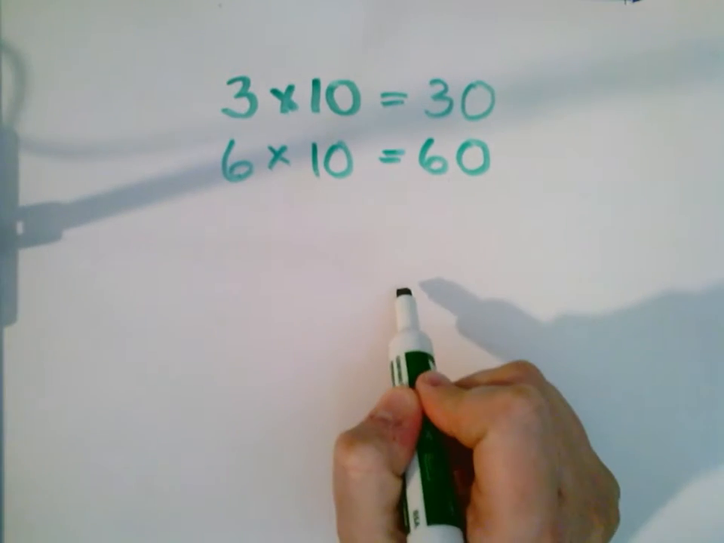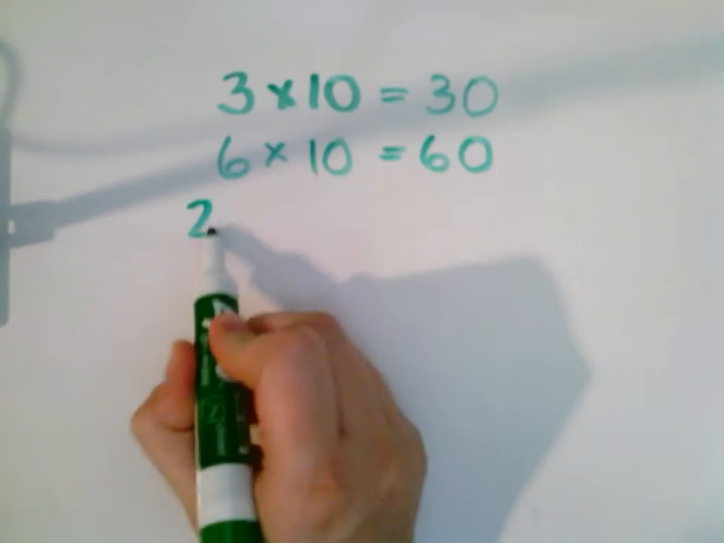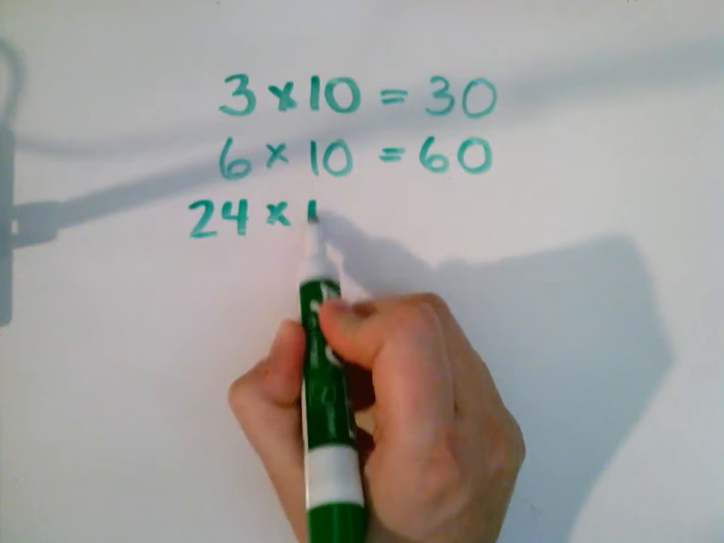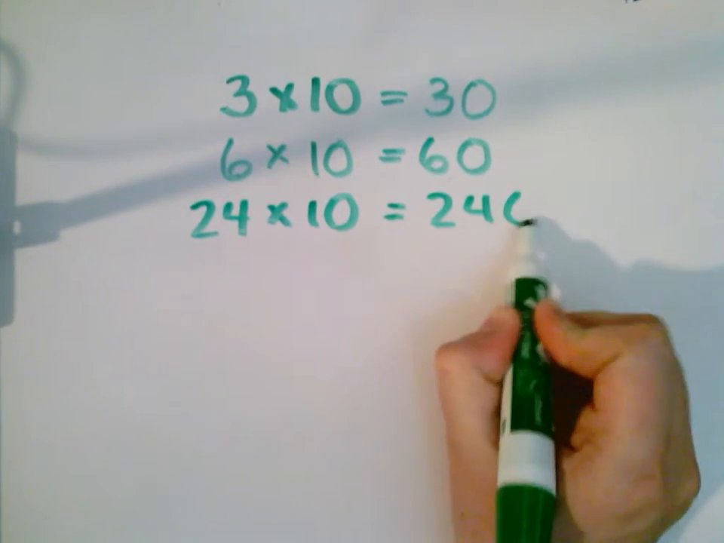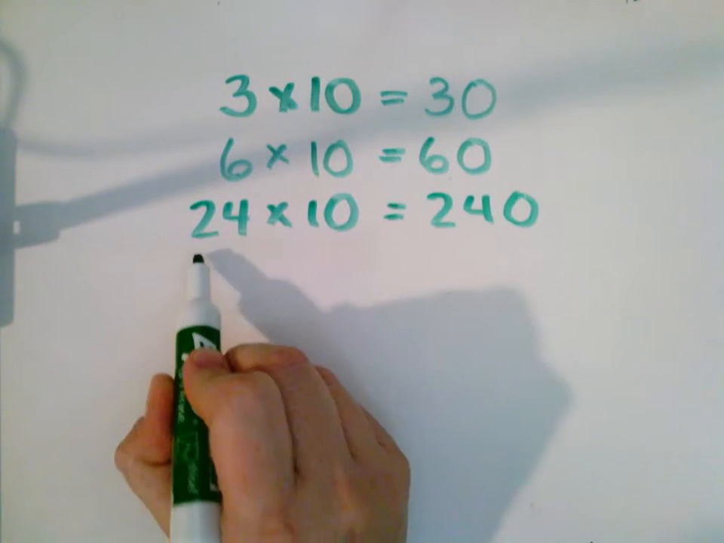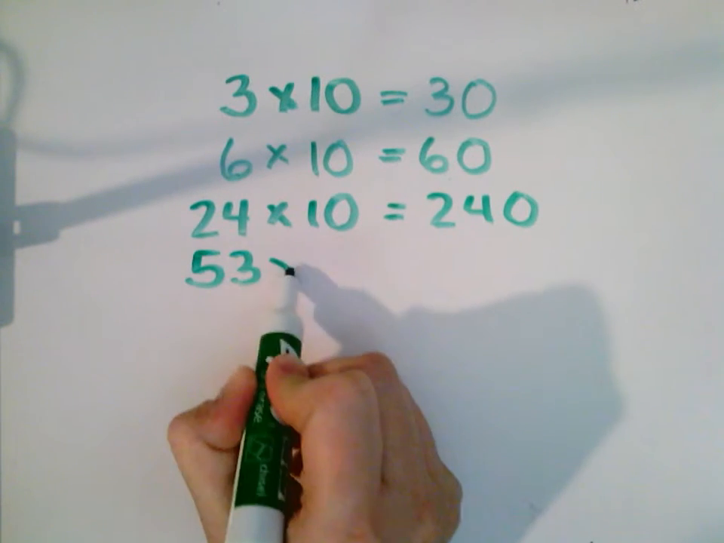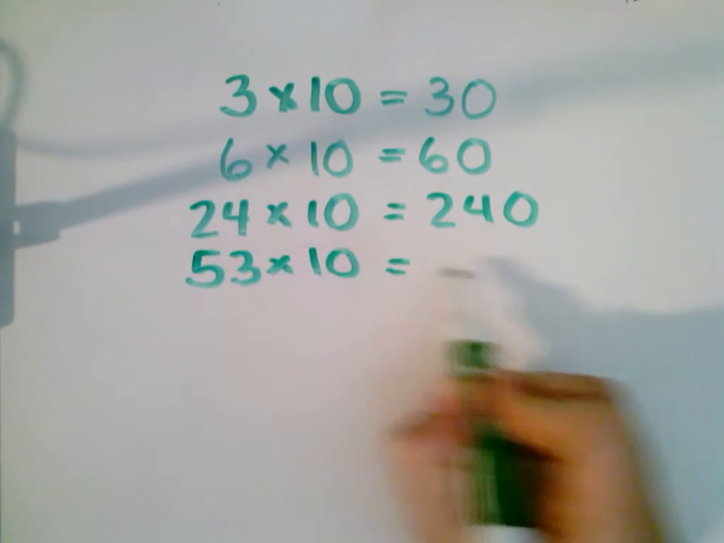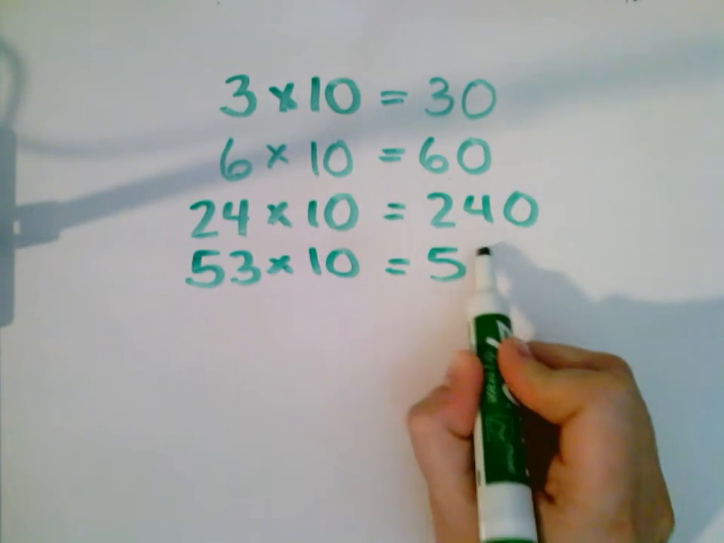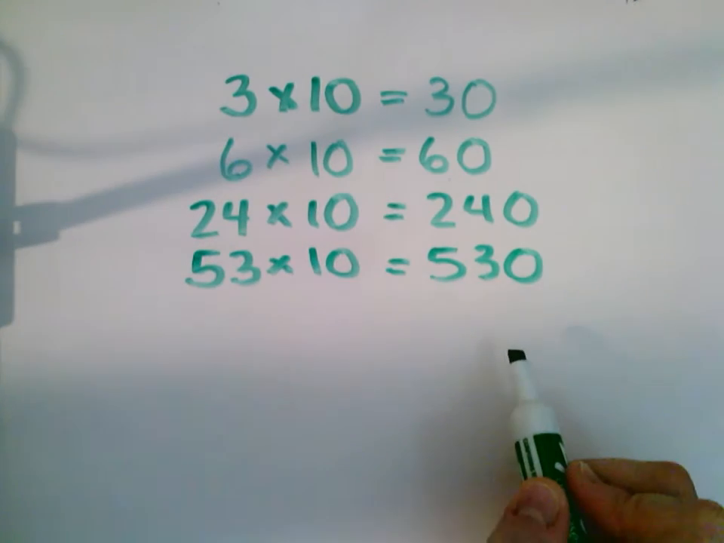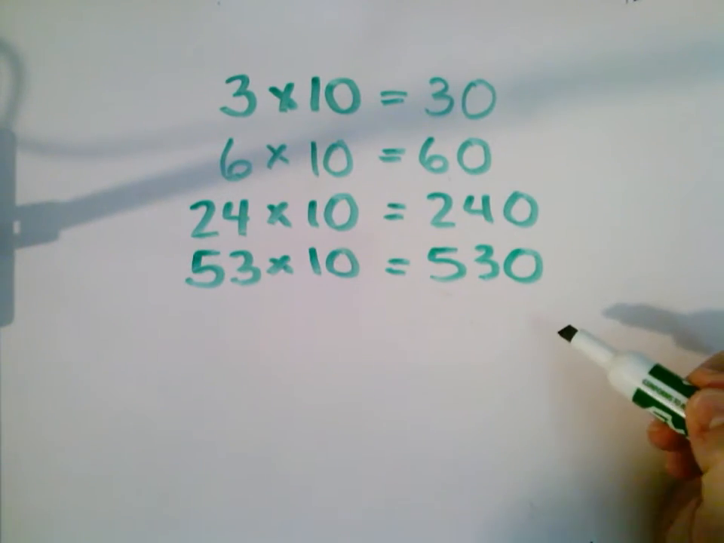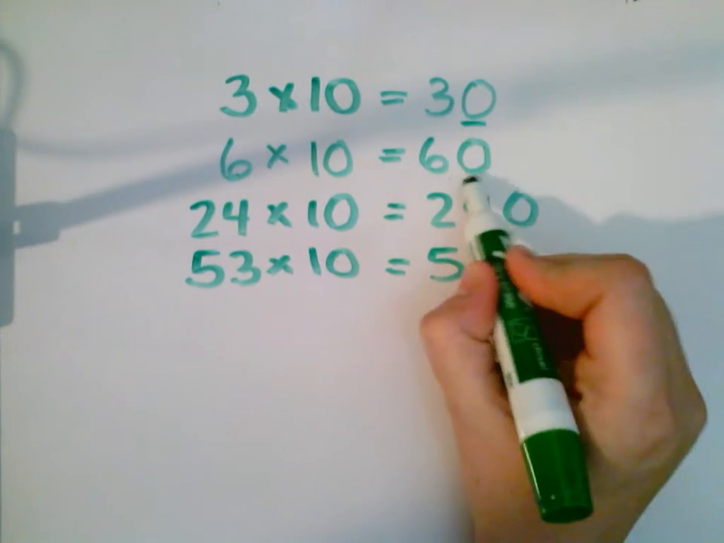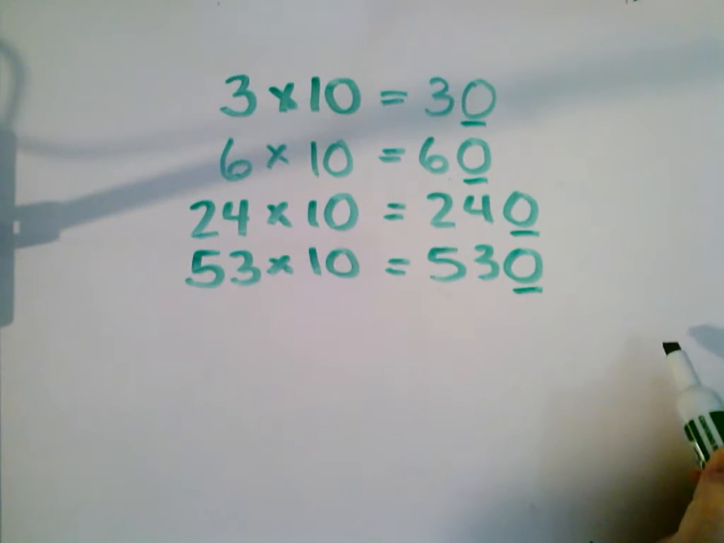But what if we had a larger number, like 24? 24 times 10 is 240. And what if we had 53 times 10? We've got 530. What pattern do you see when you look at the products as we multiply by 10? You'll notice they all end in a 0.